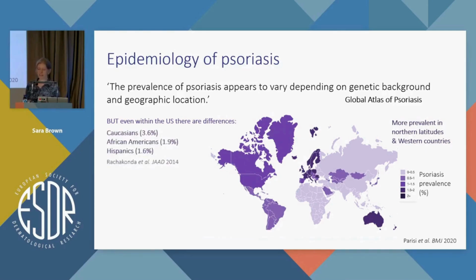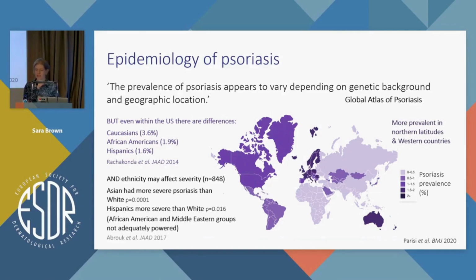So Caucasian people have a prevalence of psoriasis that's substantially higher than the African Americans, which is higher again than the Hispanics. And these are people groups living within the same cities. And it's also interesting to note that ethnicity may affect severity. There are obviously multiple reasons that this could occur, either genetic or environmental.